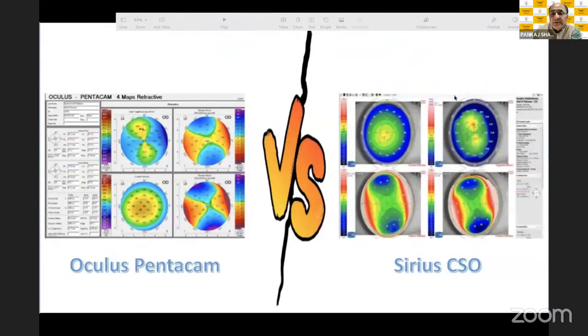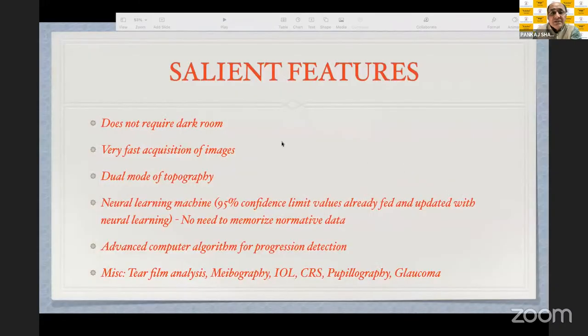This is the Pentacam and this is the Sirius CSO. Now, what is the difference? What is the advantage of the Sirius? It does not require a dark room. Those who have seen a Pentacam being done know we have to turn off all the lights. Sometimes there is a black cloth which is given. Stray light will just make the readings very bad. So the whole machine and the patient is draped in a black cloth and then the scan is taken.